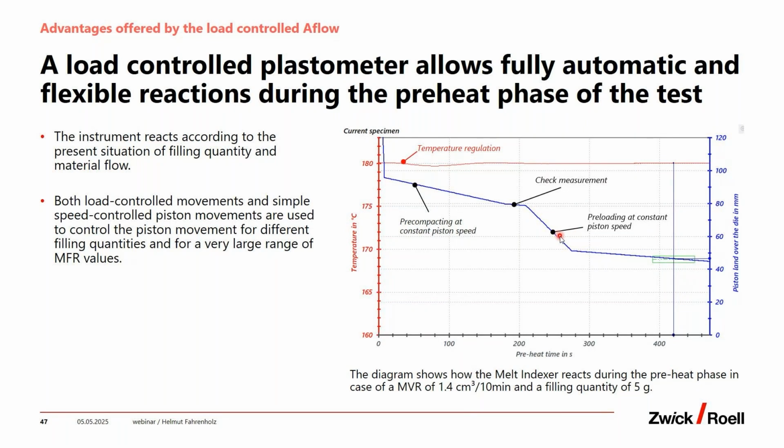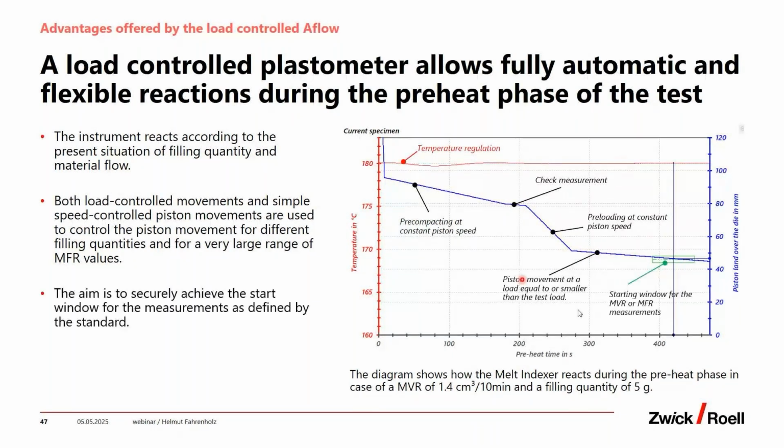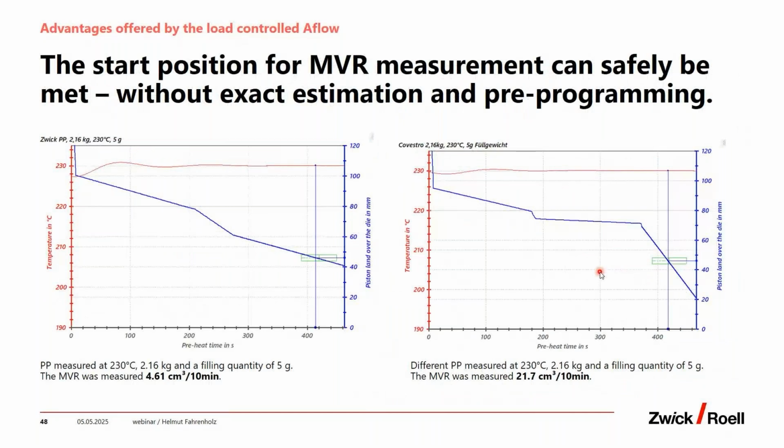Because if we did not have this preloading moment, it would just go down here, and after 7 minutes not be in the right piston position for the start. So this is a way to organize the test sequence in a very automatic way. This is something the Aflow can do completely automatically, so you don't need to input anything.